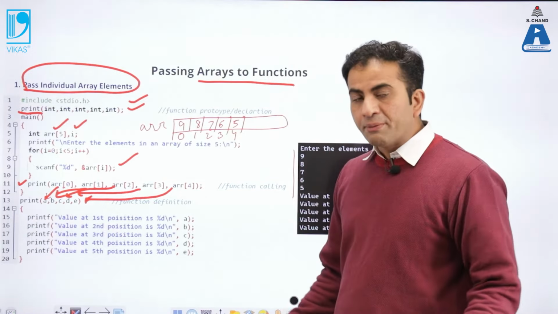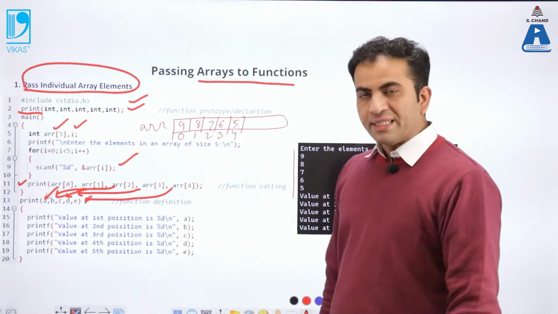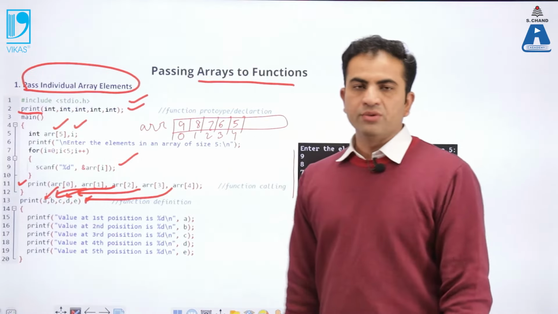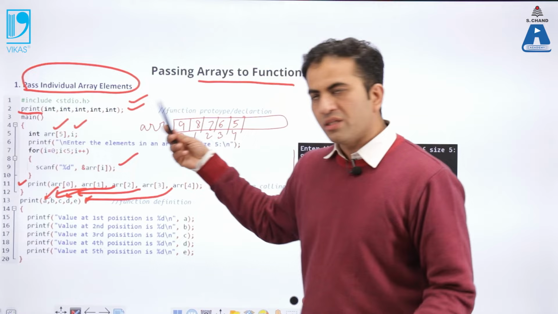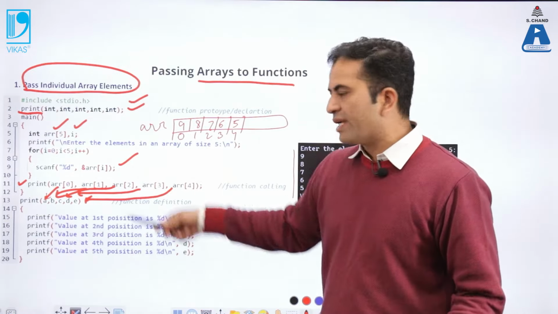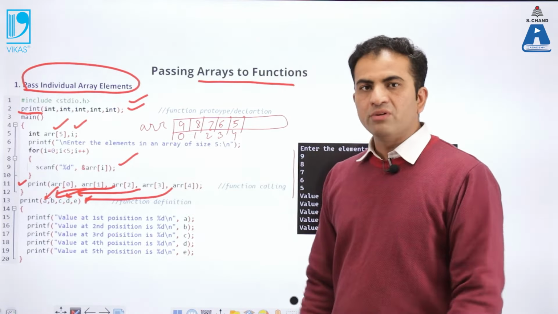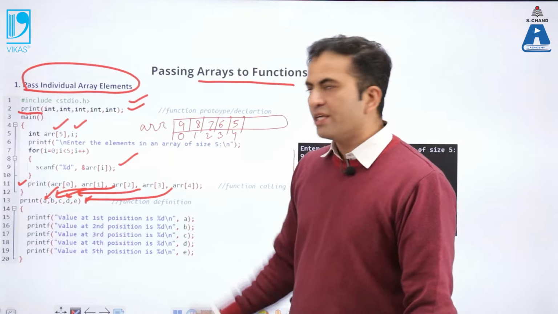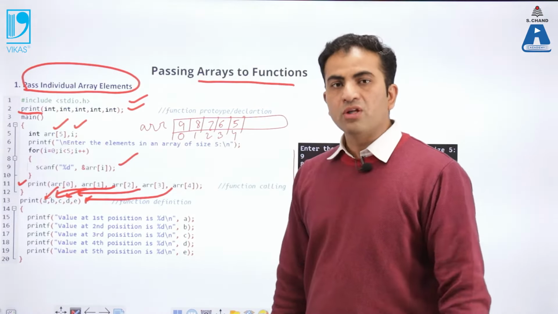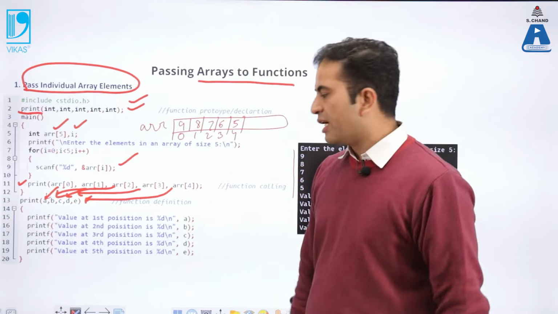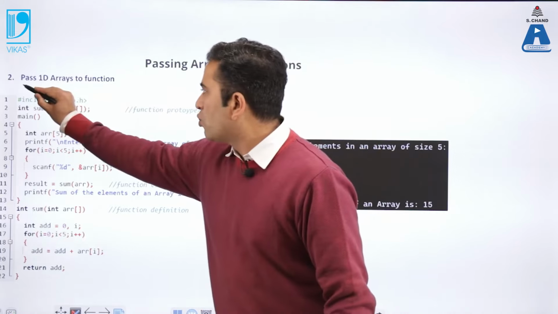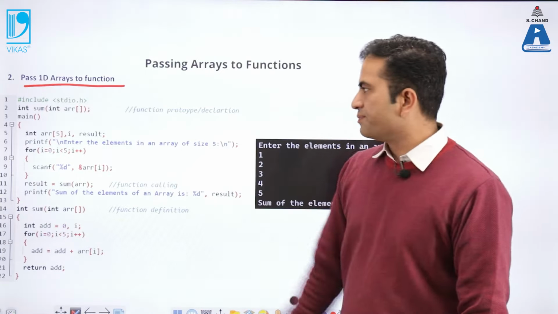But this is not an optimum way of passing the arrays to the function. Let's suppose the array is of 100 values, so can we do like this? It's 5 values, so we can do that. If there are 100 values, how can we pass? For that we must avoid all these things and follow the optimum way of passing the array. So the optimum way of passing the array is pass 1D array to function.